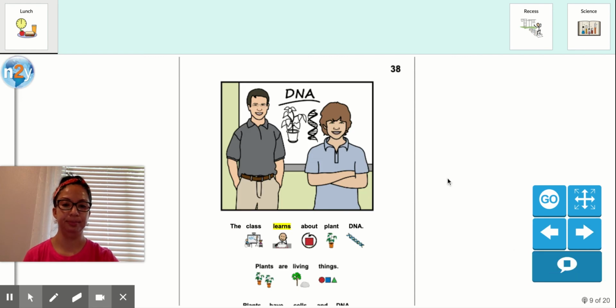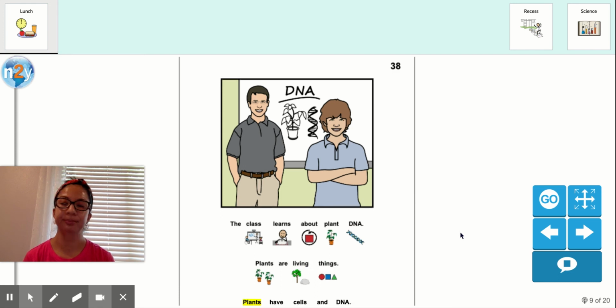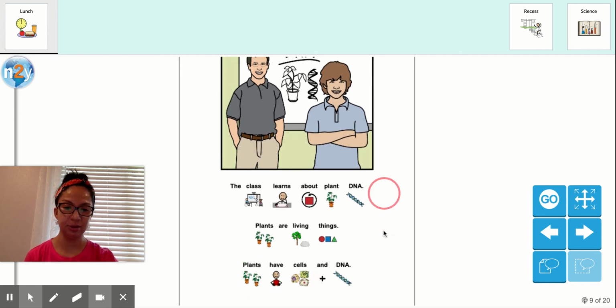The class learns about plant DNA. Plants are living things. Plants have cells and DNA. Okay, so plants are living things, and that does include your house plants, your rose bushes, and trees. So they are living things. So the trees that they're cutting are living, and too bad that they have to cut them. They have cells and they have DNA.